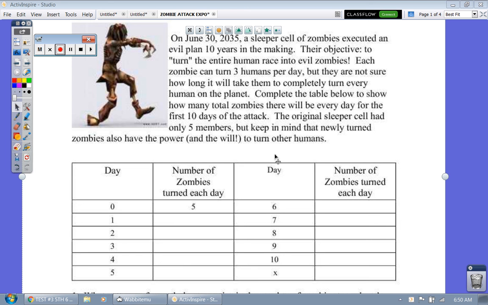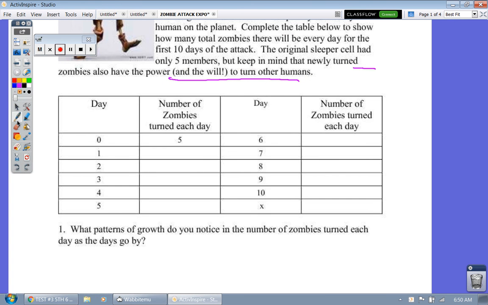Okay, you guys can pause the video if you want to reread that, but at this point we're just going to go ahead and take the information from the beginning here. It's saying that the key piece of information is each zombie can turn 3 humans per day. So if you have 5 zombies, you multiply 5 times 3 to get 15. 15 times 3 is 45. 45 times 3 is 135. And you just keep repeating that process. I'm going to pause the video and fill the chart out, and we'll see how that compares to yours.